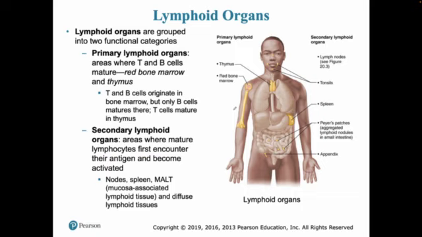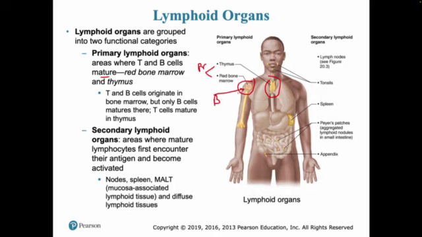What about the lymphoid organs? Firstly, the primary lymphoid organs, where T and B cells mature, are the red bone marrow in our bones, and then the thymus. These are the two primary organs. What happens here? B cells mature in bone marrow. B for bone marrow, so B cells mature here.